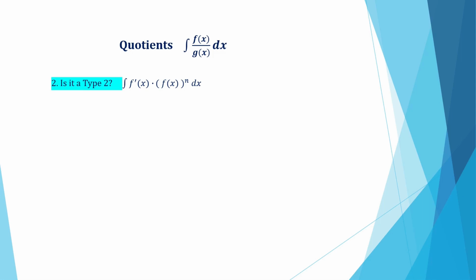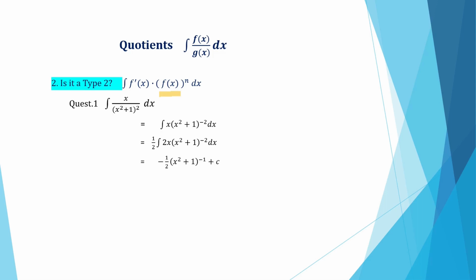In a type 2 integral, we have a function inside a bracket. Outside, multiplying the bracket, we have the derivative of that function. So let's take this question. We firstly need to take the bracket to the top line. And then if we differentiate x squared plus 1, we get 2x. We've got 1x. So again, we can make it into a 2x. And now we've got a half of a type 2 integral. Take the bracket, increase the power by 1, divide by the new power.